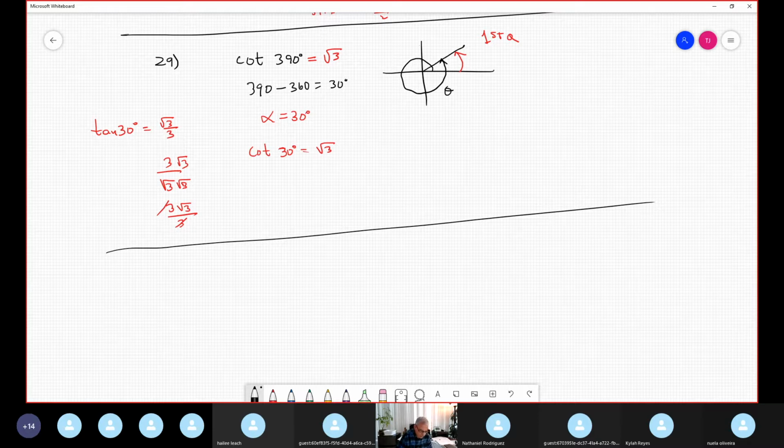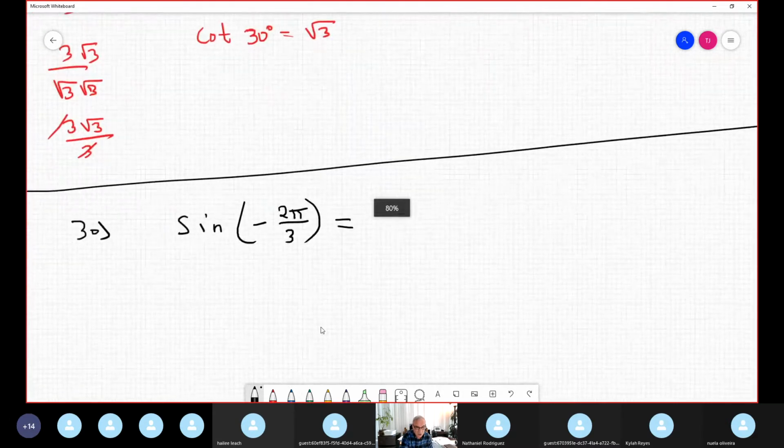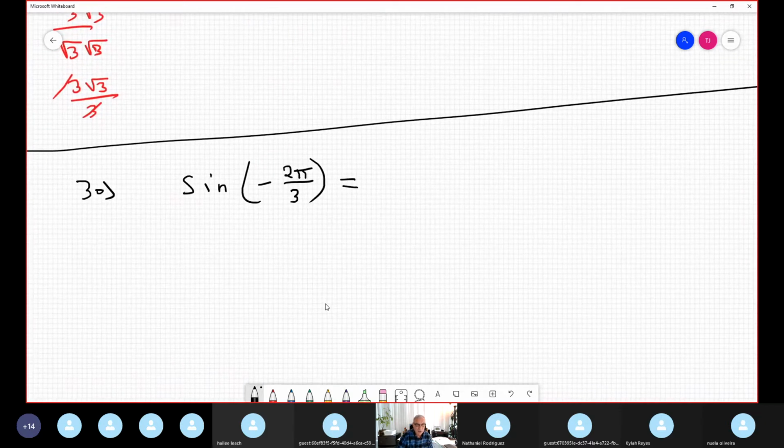Okay, good. Next, compute sine of negative 2 pi over 3. Entonces, negative angle, I don't know. No, you know very well. Don't be scared of the negative angle, because we're using the even-odd property. I need to know that sine is an odd function. Entonces, negative sine of 2 pi over 3.